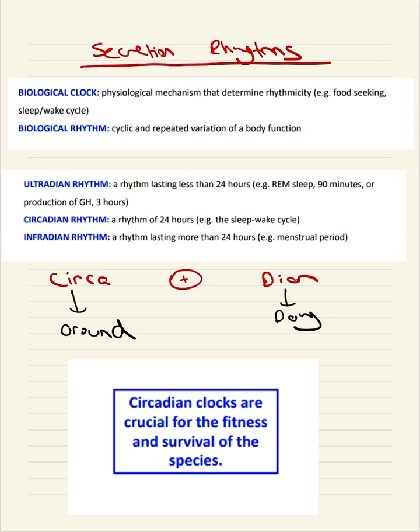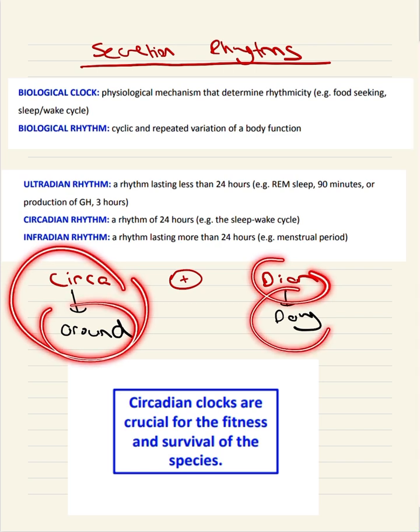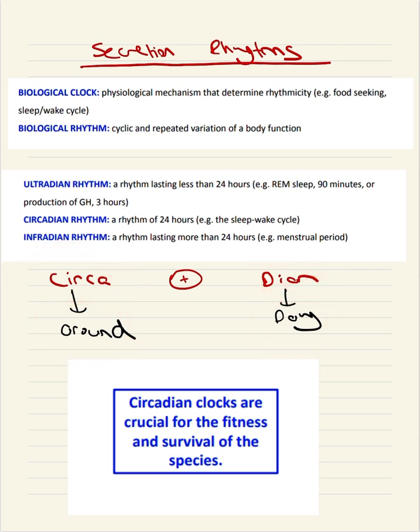Okay, now we have different rhythms. We have circadian, which comes from the Latin circa, which means around, and dian, which means day. So this means it's just one day. Circadian is 24 hours, whereas ultradian, think about ultra, is much faster than 24 hours, okay?